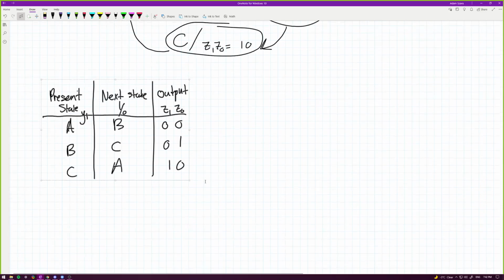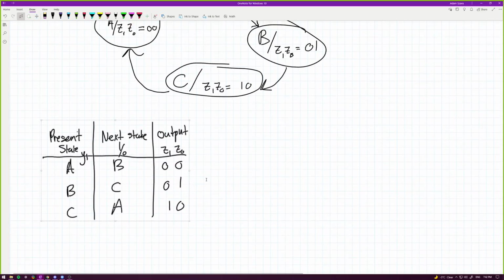So the output refers to the current state, correct? In this particular case, yes. The output, so it's a Moore type machine. There's a link between the first and third column, as opposed to the second and third column. The output is pre-clock. The output is pre-clock, yes. Okay, thank you.